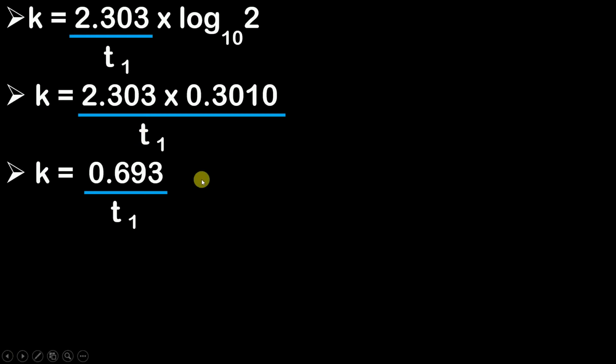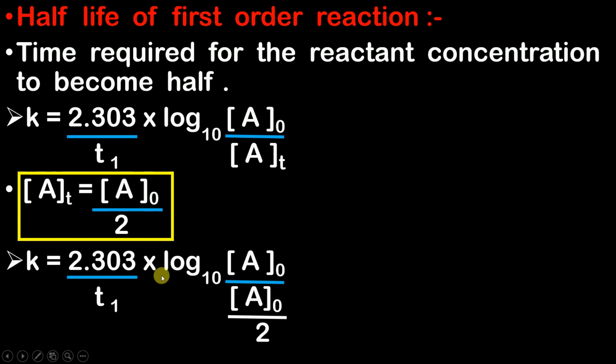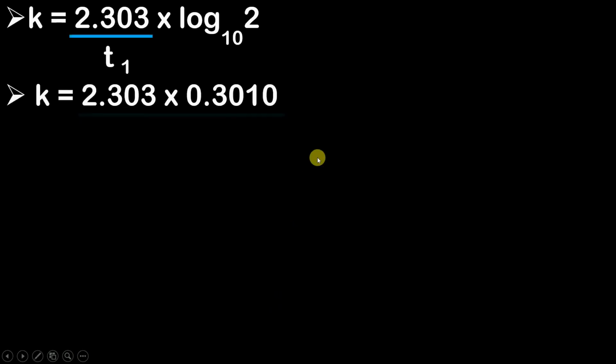I hope this was clear, guys. And if you observe over here, half-life is independent of initial concentration. In this formula, can you see initial concentration anywhere? No. So half-life is going to be independent of initial concentration. If you observe over here also, we have nowhere used initial concentration, because this initial concentration gets cancelled out. See, this gets cancelled out. Therefore, it has no role to play when it comes to half-life.